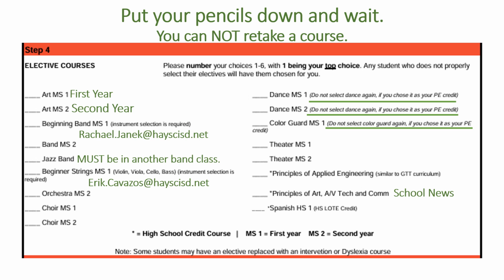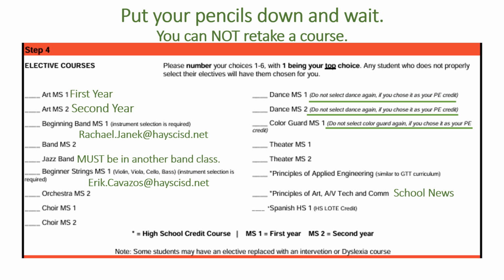All right, jumping over to dance and color guard. Like I said before, if you're in PE or athletics and you also want to do dance or color guard, this is where you select it. It's your elective. But if you already picked dance or color guard as your PE, you cannot select it again. It has already been selected.